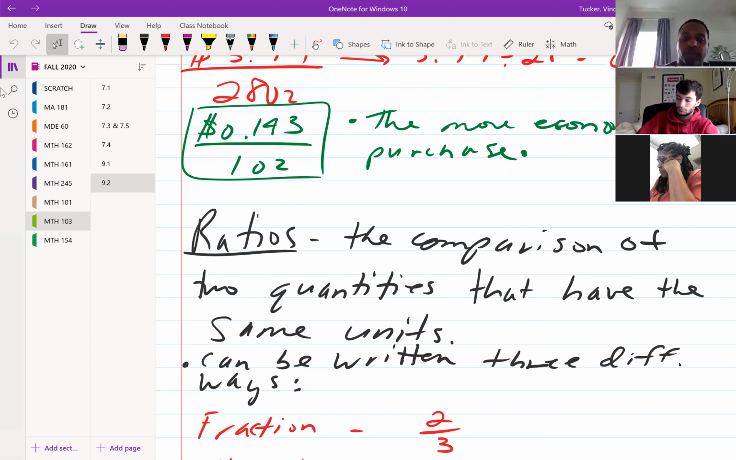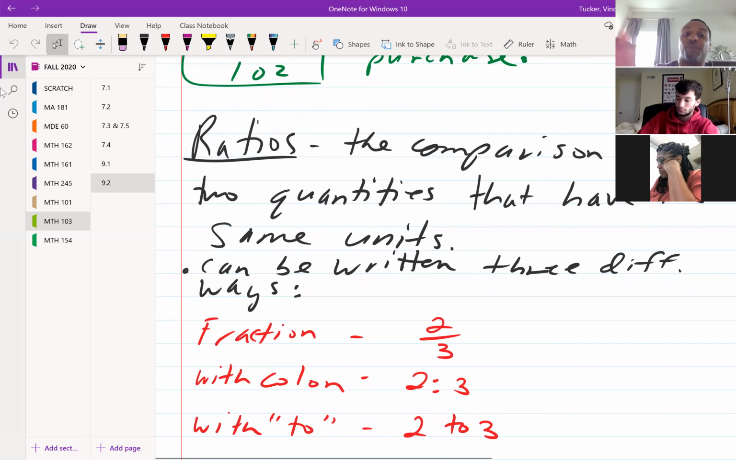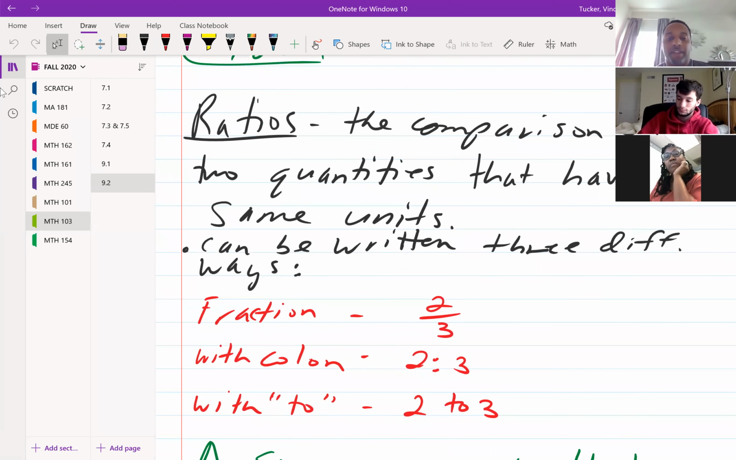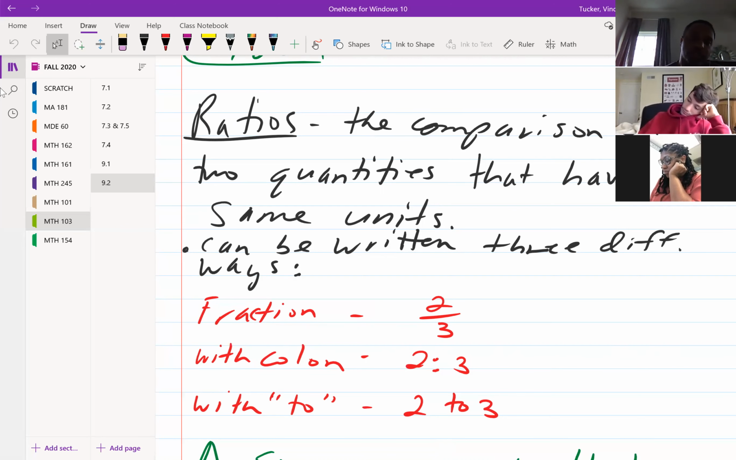They can be written in three different ways. You can write it as a fraction, 2/3, or with a colon, 2:3, or you can use the word to, 2 to 3. Notice the consistency: whatever comes first will always be first, or your numerator, top number. Whatever comes second will always be behind the colon or in the denominator. So make sure you keep that consistency when you set up your ratio.